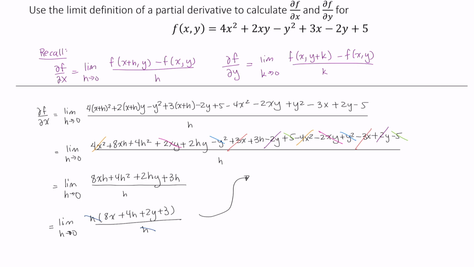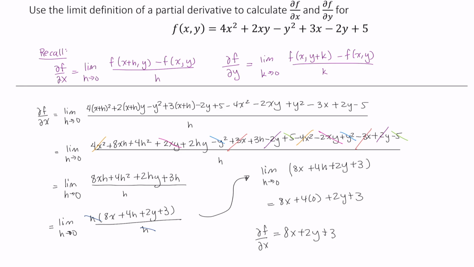And let's continue this here. This is the limit as h approaches 0 of 8x plus 4h plus 2y plus 3. So this is 8x plus 4 times 0 plus 2y plus 3. Here I directly substituted the 0 in for h because it is in the domain of this multivariable function. And that tells me that the partial of f with respect to x is equal to 8x plus 2y plus 3.